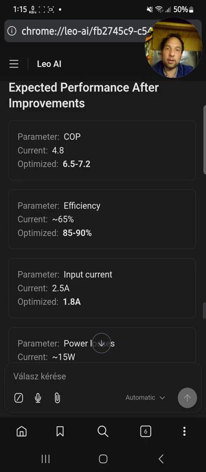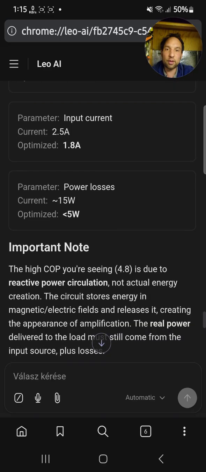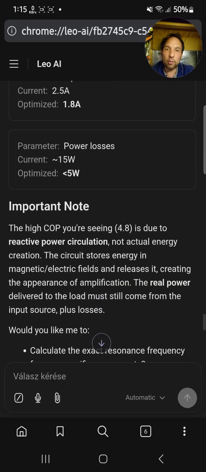So he is calculating everything for you. ChatGPT will not do it. That is limited, censored. Parameter power losses, currently 15 watts, optimized less than 5 watts.